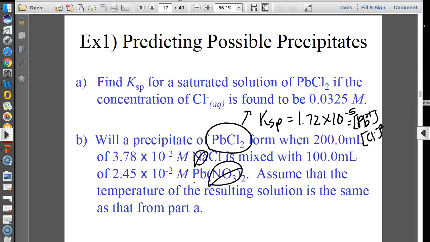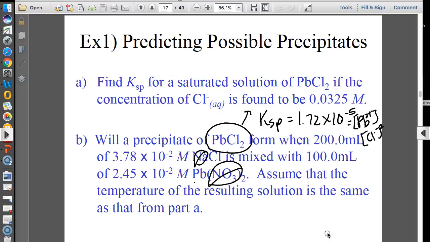Now, it's not even that simple. If you're already pushing buttons in your calculator, you're already wrong. Let me tell you why. That molarity is cute. This molarity is cute. But this is 200 milliliters plus 100 milliliters. Can I use those molarities? Nope. So let's talk it through. You're going to have to go to moles of chloride and moles of lead. And then you're going to have to divide by 300 milliliters, or 0.3 liters. That will tell you the molarity of those two ions. You follow me? Because we're making a new solution that has a bigger volume. When we get those concentrations, then we can fill it in. We can do that Q versus K.